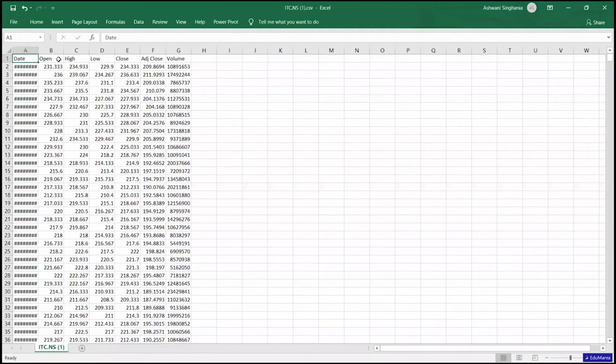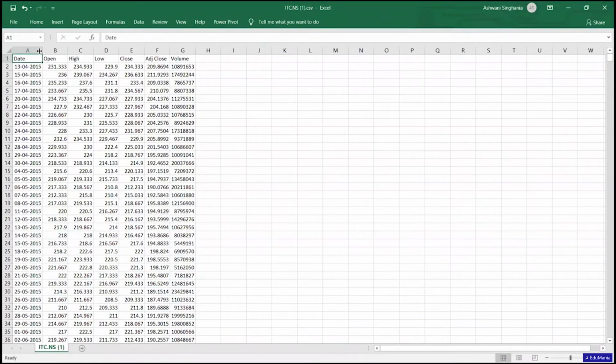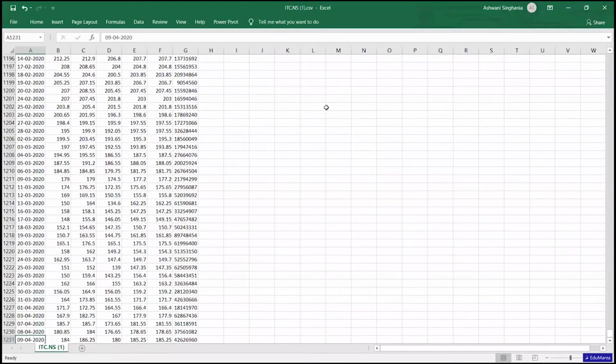So we will have here the date of the share prices. We have dates starting from 13th of April 2015 till the last working day, the last session of the market, that is 9th April 2020. This was the last working day for trading.